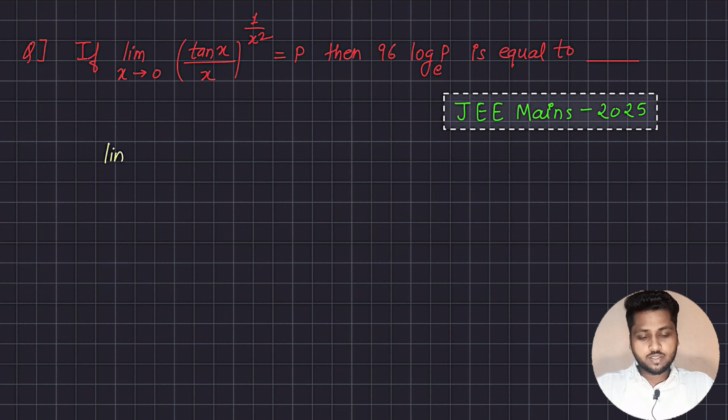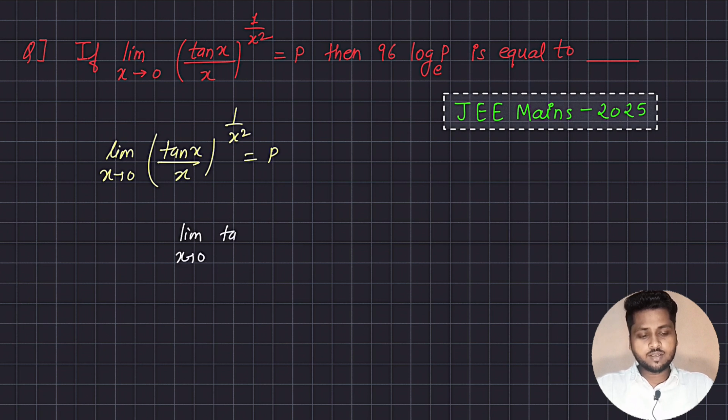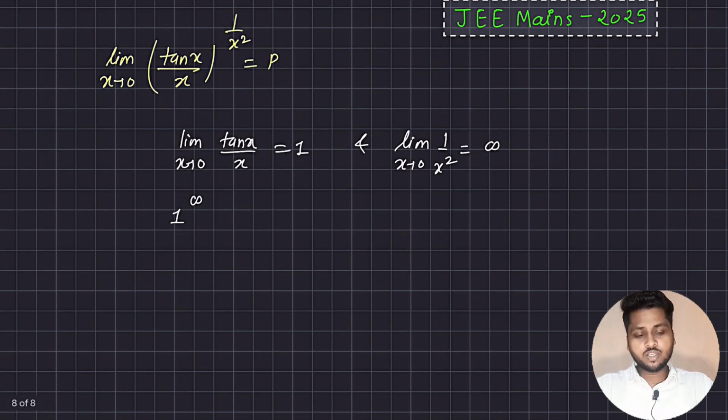The given part is limit x tending to 0 of (tan x upon x) whole raised to 1 upon x square is equal to p. So it is a finite limit. If I apply the limit here, my dear student, then what will I get? Limit x tending to 0 of tan x upon x is 1, and limit x tending to 0 of 1 upon x square is infinity. So it is basically of the type 1 raised to infinity.